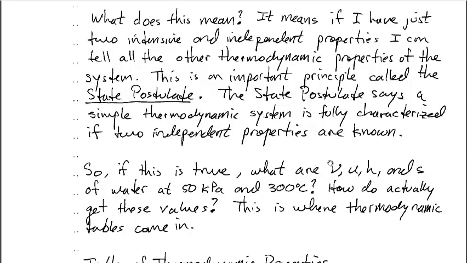Okay, well, if the state postulate is true, then what are the specific volume, internal energy, enthalpy, and entropy of water at a pressure of 50 kPa and a temperature of 300 degrees C? How do I actually get these values, right? How do I actually get specific volume or internal energy or enthalpy or entropy if I know the pressure and temperature? Where do I get that information from? Well, this is where the thermodynamic tables come in.